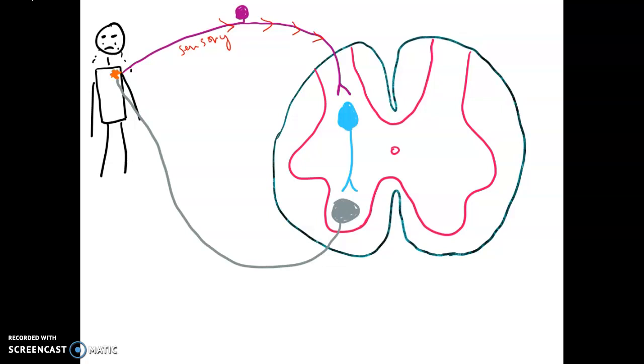Good. All right. Then structurally, this neuron is a unipolar neuron. And if you see the cell body of this neuron, which is right here, the cell body of the neuron is outside the central nervous system. So the cell body lies within the dorsal root ganglion.